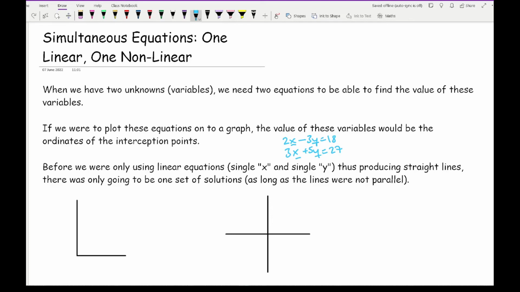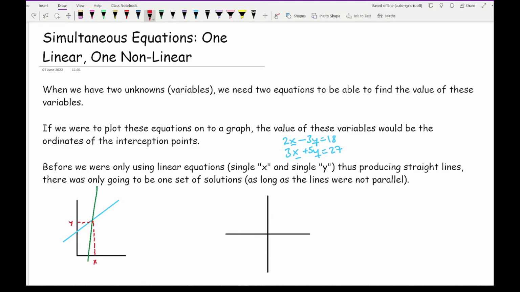Now, if we were to plot those equations, they would simply be straight lines. So again, what you're probably most likely going to have is something that looks like this. And let's say I had this here, then my x value would be this number here, and my y value would be that number there.